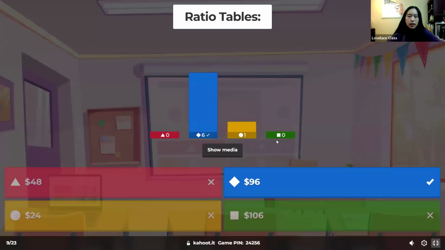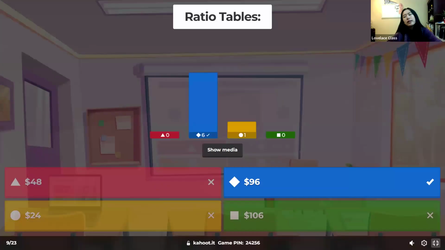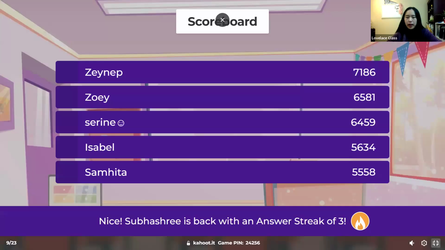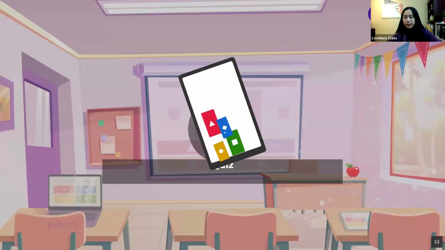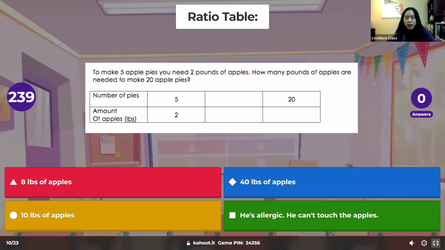Okay, yeah, most of you guys got this right. I'll just quickly explain it. For every 1 hour he spends mowing, he earns $12, right? So if he spends 8 hours, you just multiply that by 12 and you get 96. Good job, everyone. Keep it up. This one has a lot of table problems, so just keep that in mind.